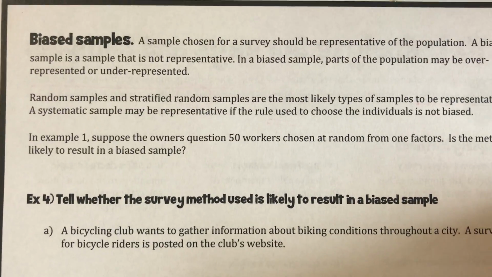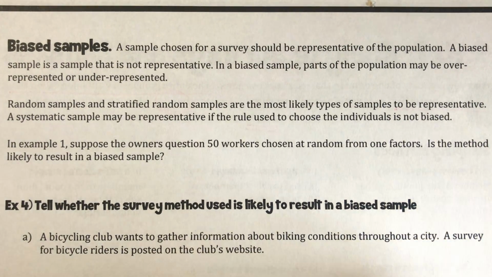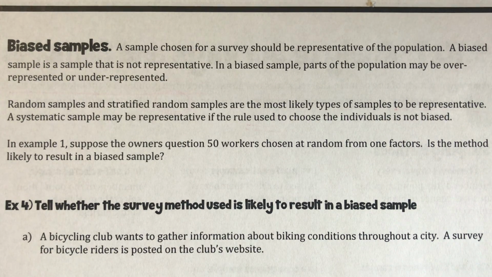Okay, this is fun to talk about. We're going to talk about biased and fair samples. A sample chosen for a survey should be representative of the population. A biased sample is a sample that is not representative. In a biased sample, part of the population may be overrepresented or underrepresented. Random samples and stratified samples are the most likely types of samples to be representative.